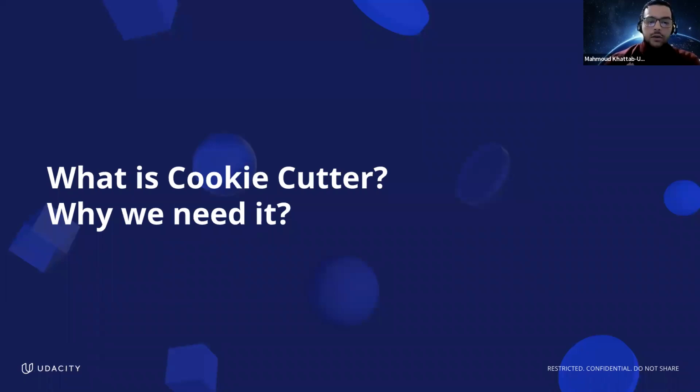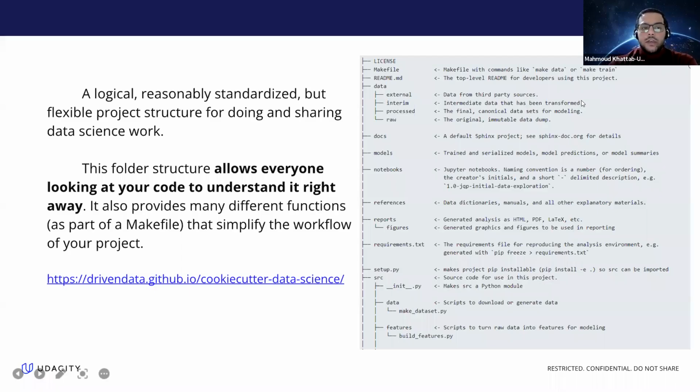Okay, so here we will be discussing what is cookiecutter and why do we need it. Actually, guys, cookiecutter is a logical, standardized, flexible project structure. So if you are a data scientist or working in the data world and you want to create a new project, a totally new project, and you don't know what structure you need to be building.